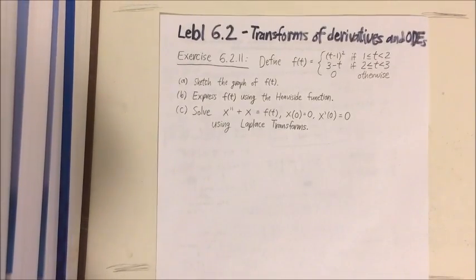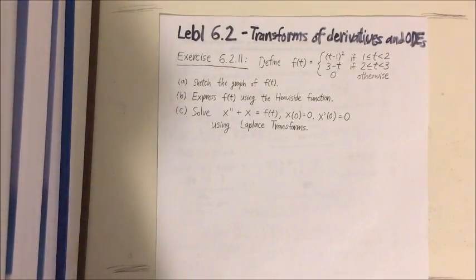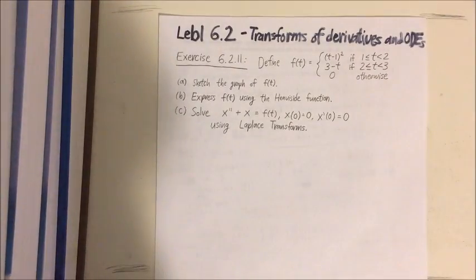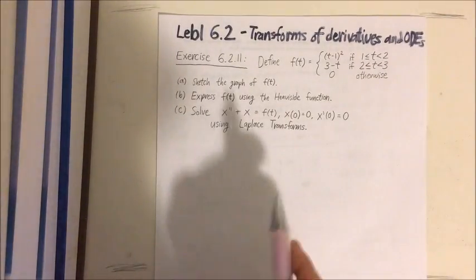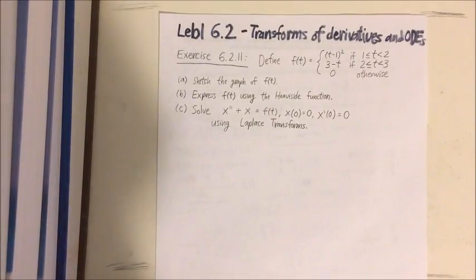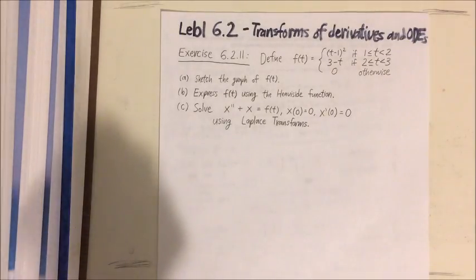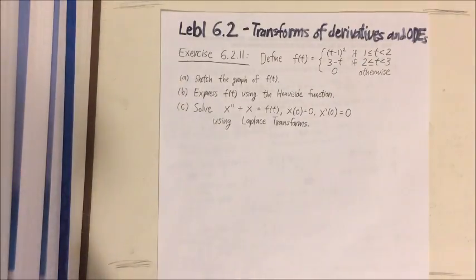Let's do a review of this problem here. We're given a function in piecewise form, and we're asked to do a few things: to sketch the graph, express it using the Heaviside function, and to solve that differential equation using Laplace transforms. It's an initial value problem, and this is in the section covering Laplace transforms of derivatives and ODEs.